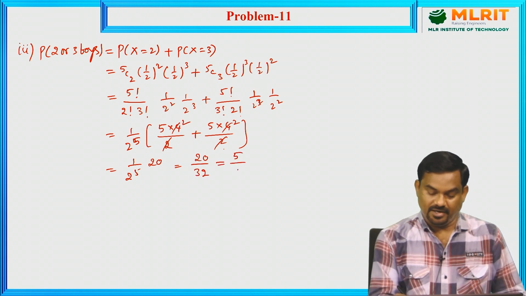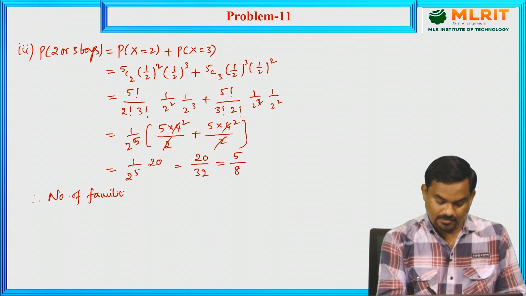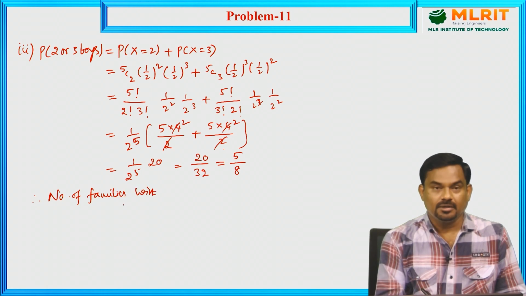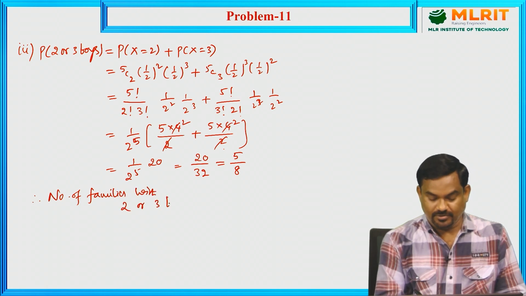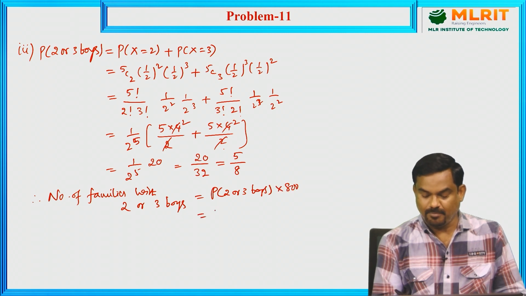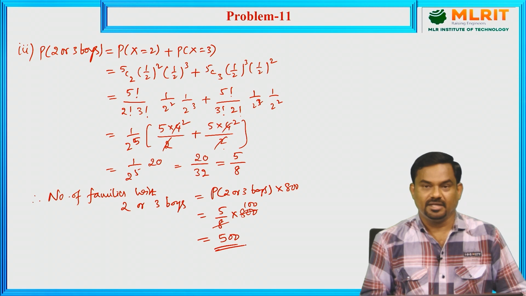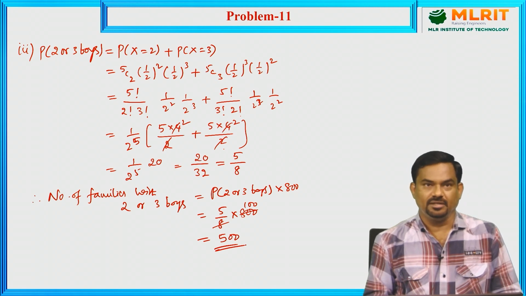which is 5 by 8. We need to find the number of families with 2 or 3 boys, which is given by probability of 2 or 3 boys multiplied by total number of families 800. 5 by 8 into 800. So in 500 families there are either 2 boys or 3 boys.